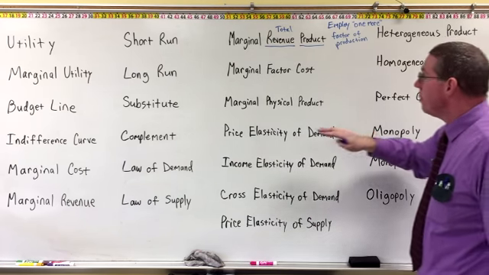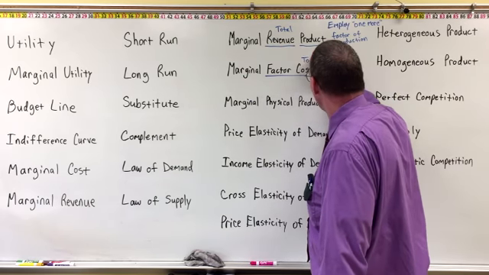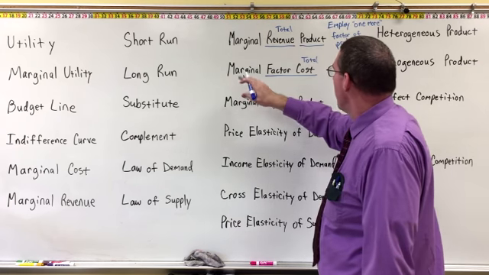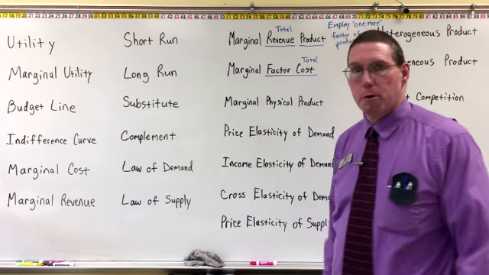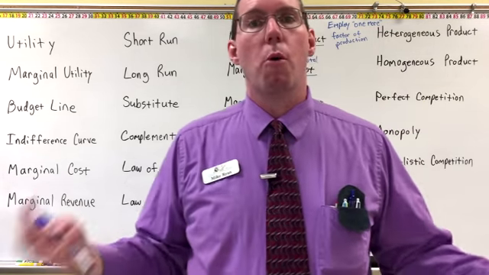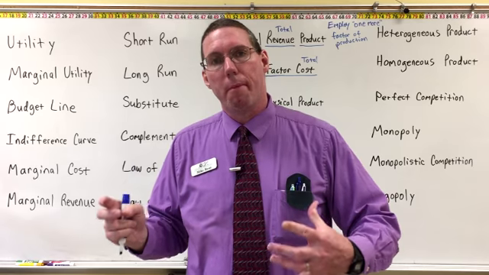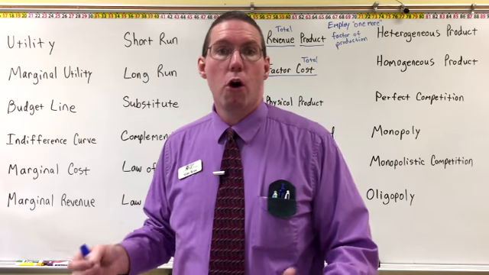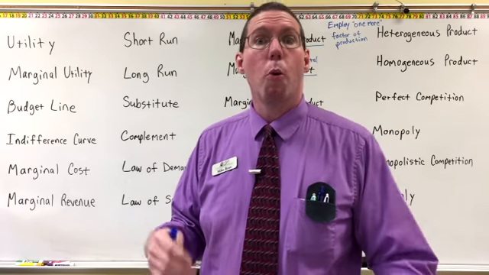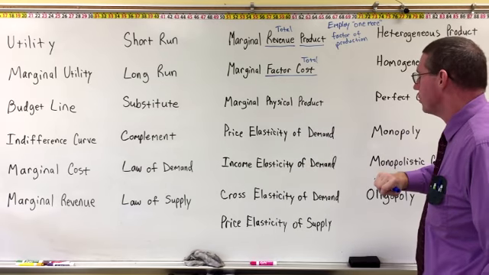Similarly, the marginal factor cost, and this would be total cost, is how much your total cost is going to go up by when you employ one more factor of production. So how much will my costs go up by if I hire one more employee? How much will my total cost go up by if I buy one more truck, or lease one more truck, or buy one more drill, or one more power saw, or one more computer?